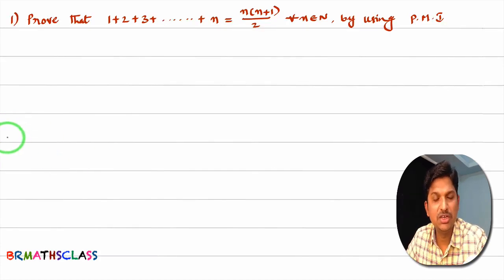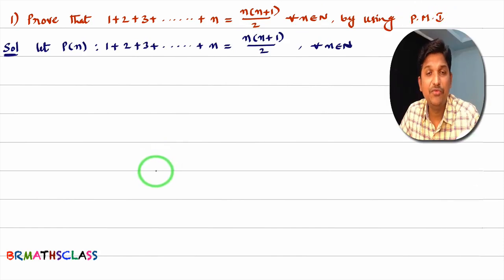You see this question, what they are asking. Prove that 1 plus 2 plus 3 plus and so on plus n is equal to n into n plus 1 by 2. Here n is a natural number. We need to prove this by using the principle of mathematical induction. First thing, the statement you are trying to prove, we will take it as P of n. You observe here, I considered the given statement as P of n.